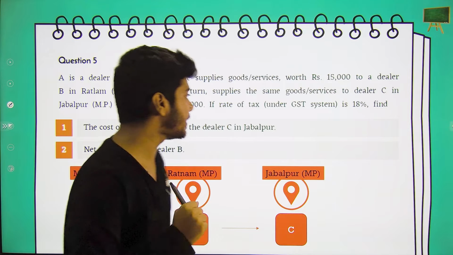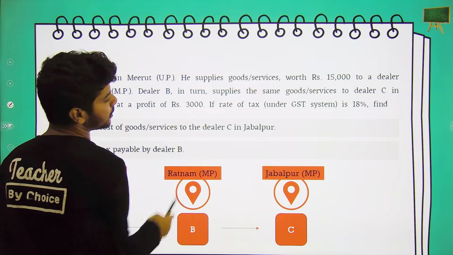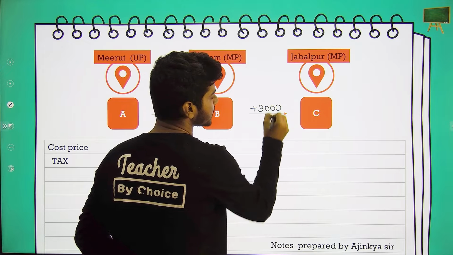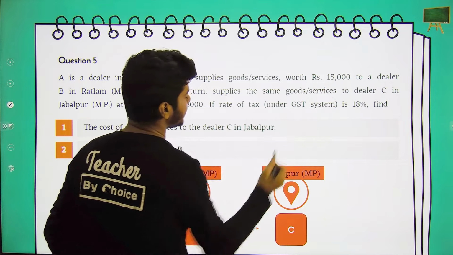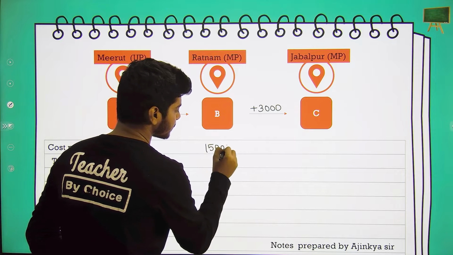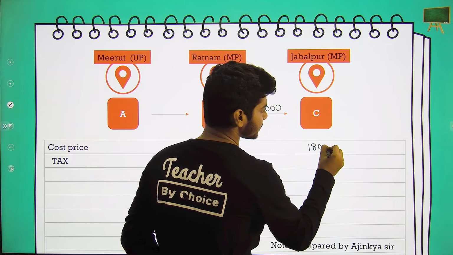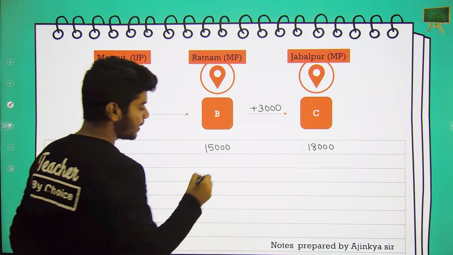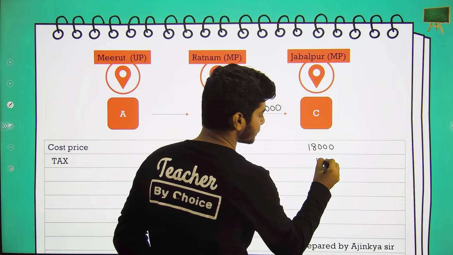Okay, now let's write this given data in the chart format. At a profit of 3,000 rupees, we'll write 3,000 over here. Now, what was the cost price? Starting price was 15,000 rupees, so we'll write 15,000 over here. Then 3,000 will be added to this 15,000, which will be 18,000 here. Now what is the rate of tax? Rate of tax is 18% everywhere. So we'll write 18% here and 18% over here, tax.